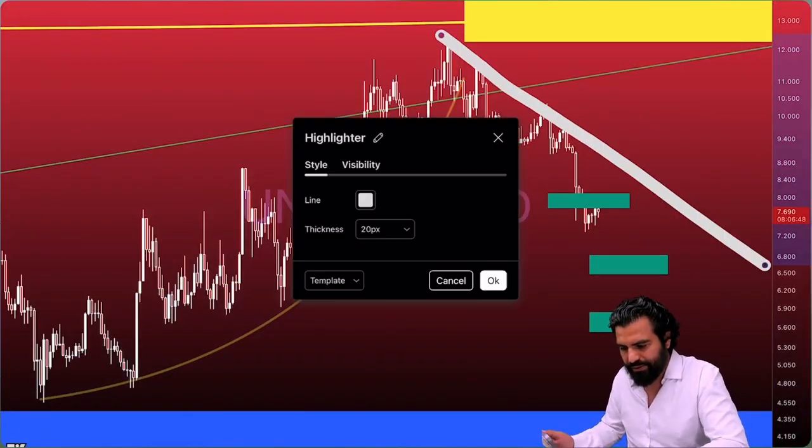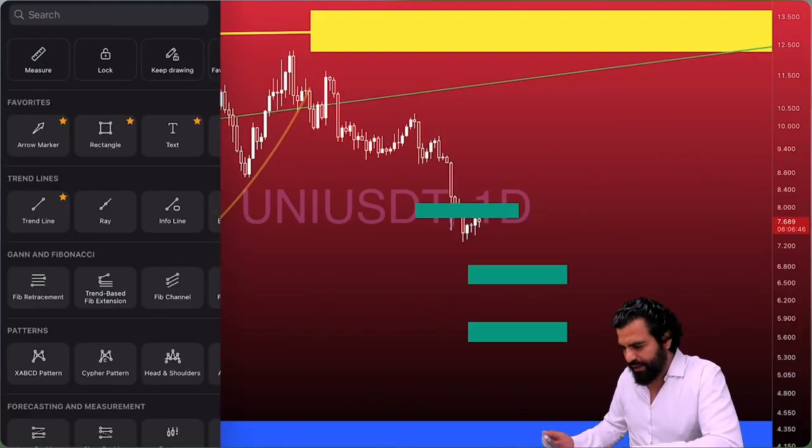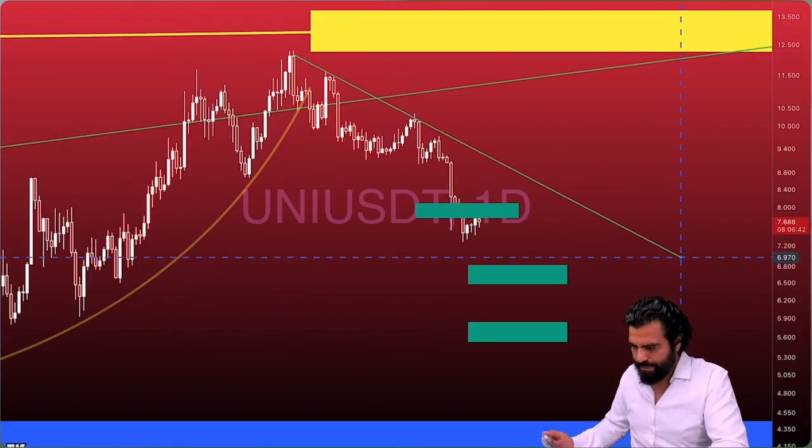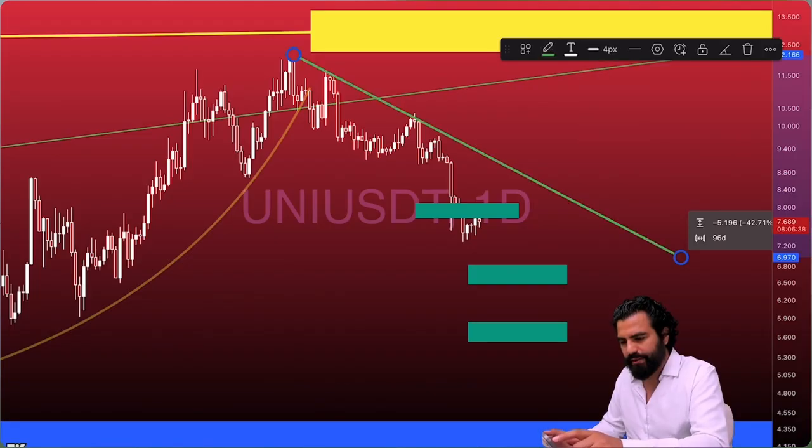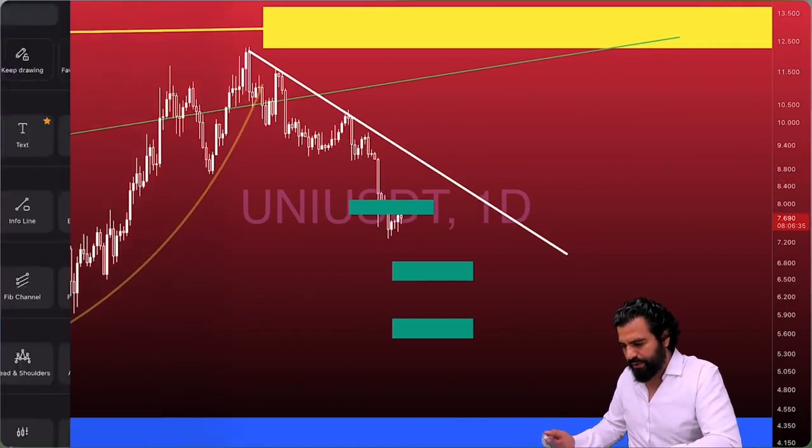So let's draw it, and then you guys can have it navigated. So let's draw our down move. It's there. We'll make this big and white. We'll put our health marker.